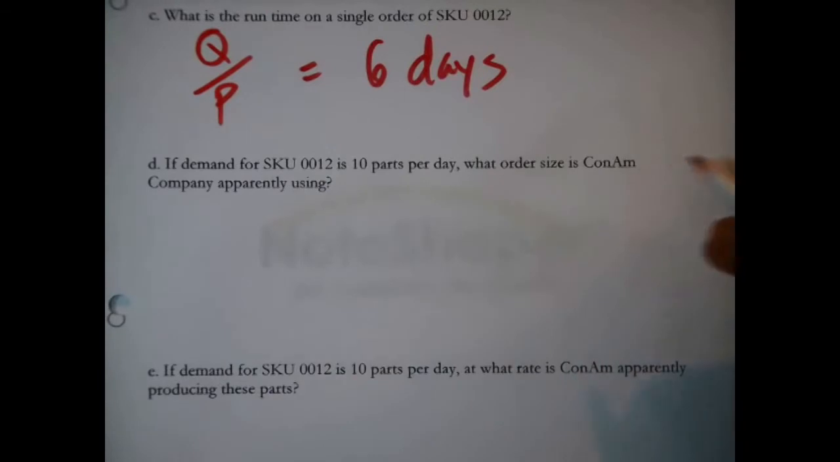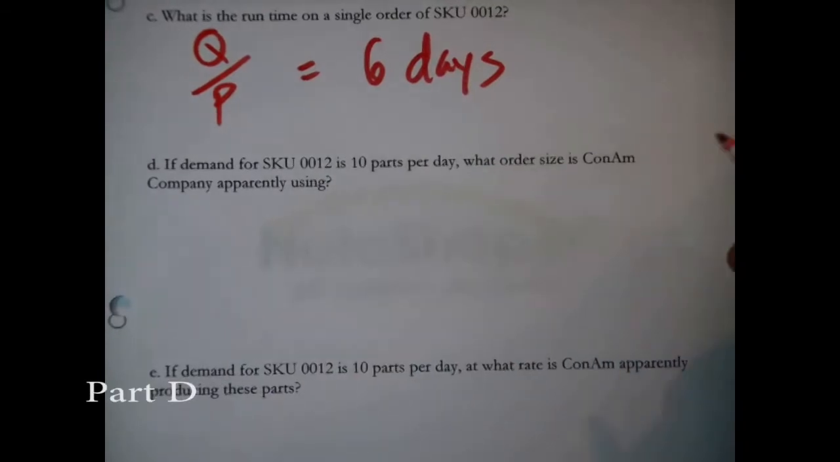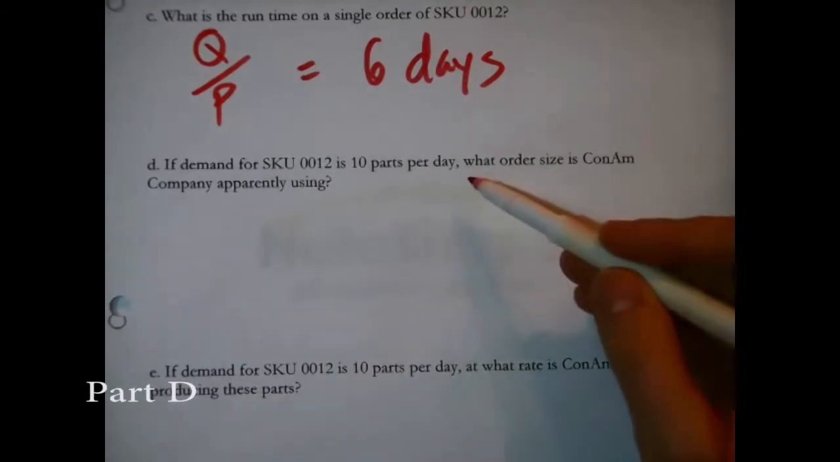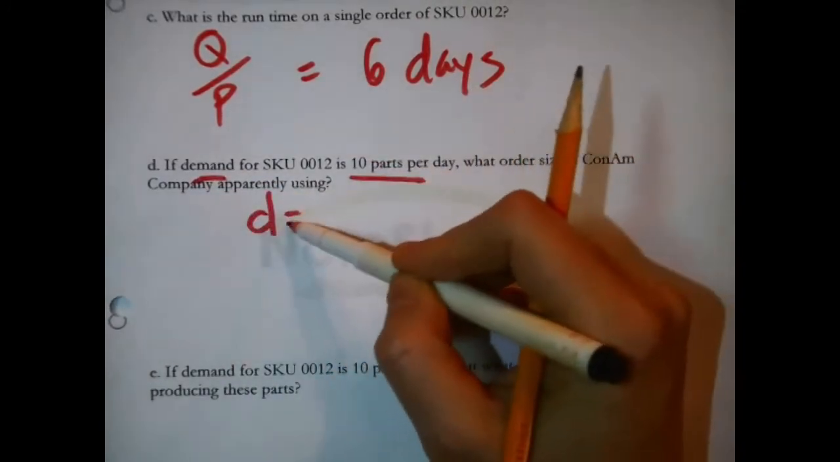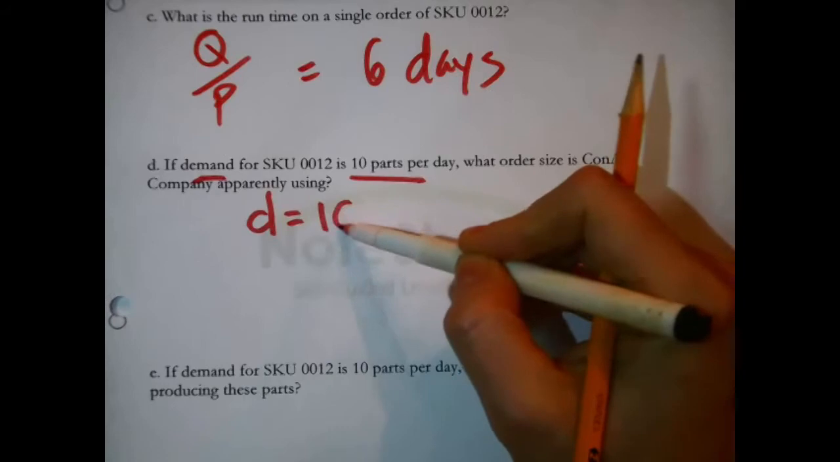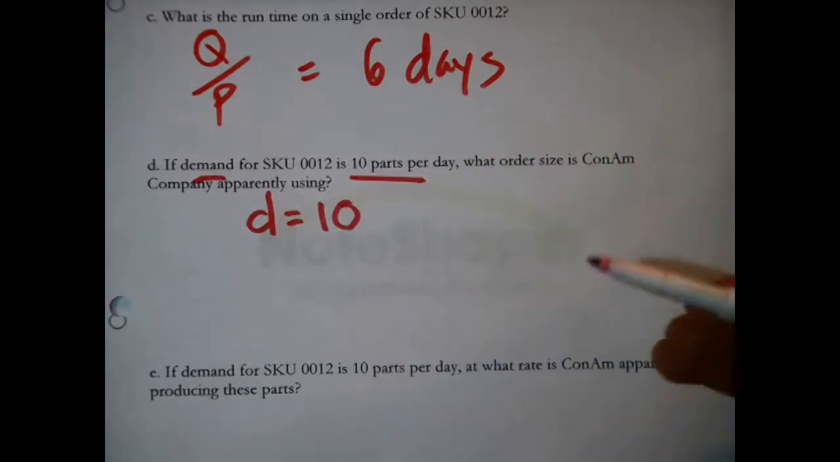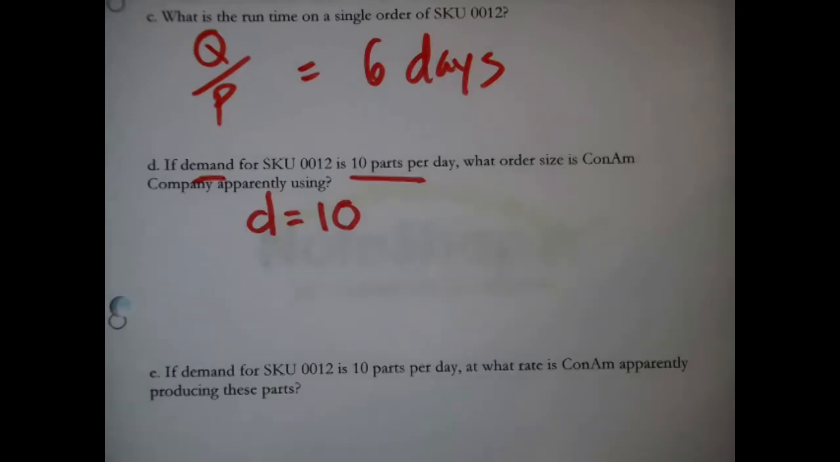Okay, next question. If demand for SKU 0012 is 10 parts a day, we're actually being given some data. Lowercase d for daily demand, 10 parts a day. Fine. What they want to know is, what order size is Con-Am apparently using?